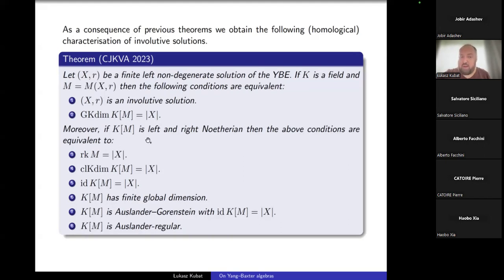There is also a bunch of other results which hold if we additionally assume that our algebra is left or right Noetherian, then conditions 1 and 2 are also equivalent: the classical Krull dimension is maximal possible, the rank of the monoid is maximal possible. By rank of a monoid, I mean the maximum of ranks of free abelian submonoids of our monoid M. This is also equivalent to the injective dimension of the algebra being equal to the size of the set X. So the condition that our solution is involutive is also equivalent to our algebra having finite global dimension, and this is also equivalent to some homological regularities of our algebra.